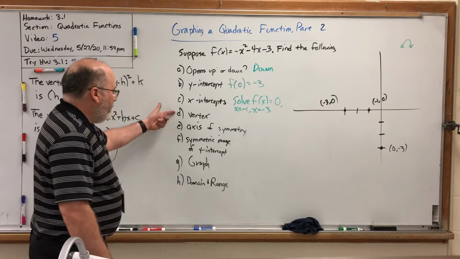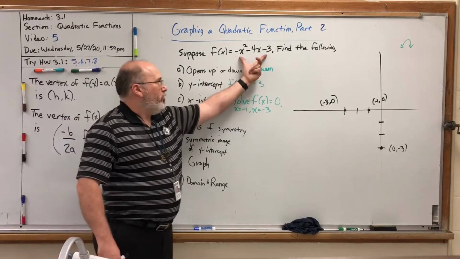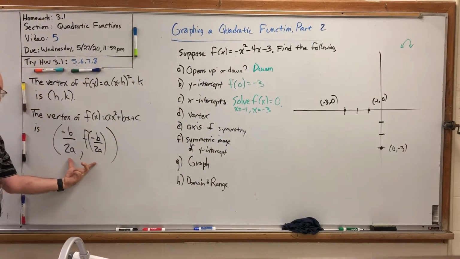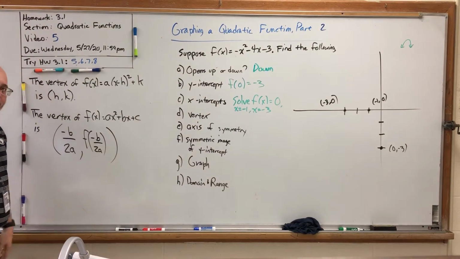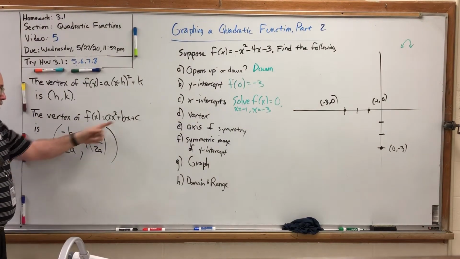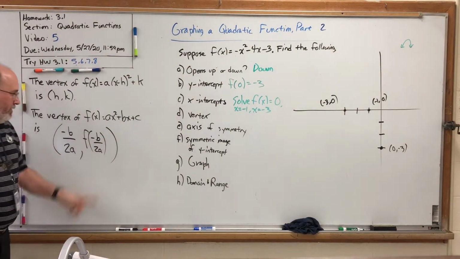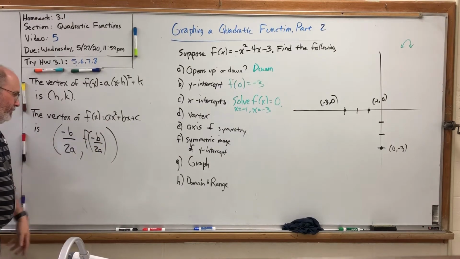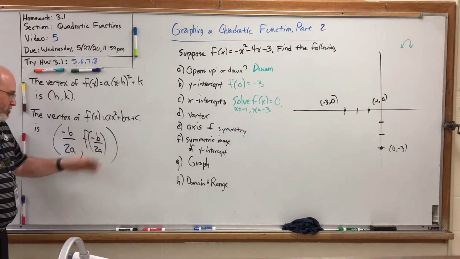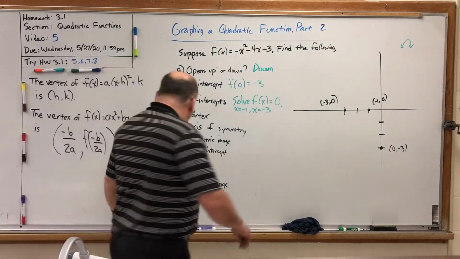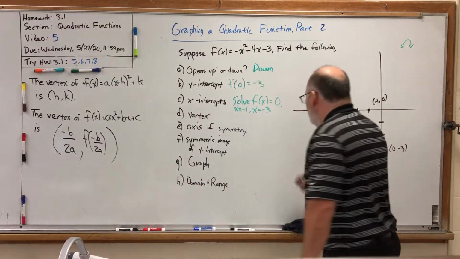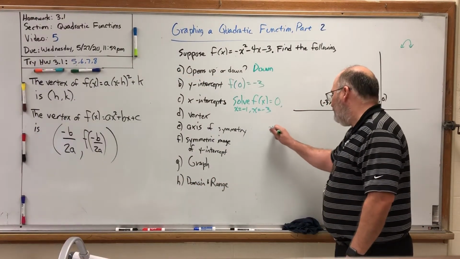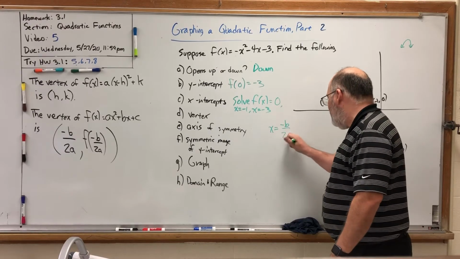All right, speaking of the vertex, because this function is in general form, then we can use this formula to find it. This isn't nearly as bad as it seems. It says take the number in front of the x and stick a negative on it. Take the number in front of the x squared, double it. Whatever you get for that fraction, stick it into the function. So for the vertex, we need to start by figuring out x equals negative b over 2a.